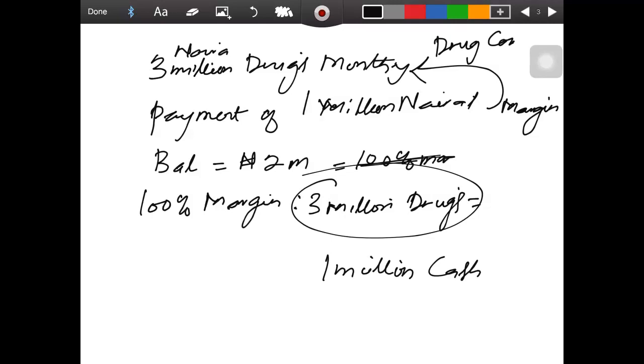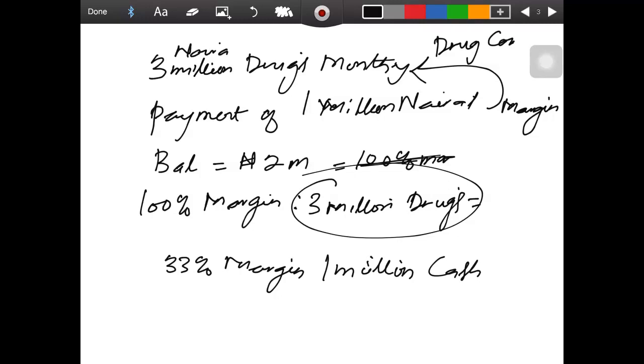So this is about 33% margin payment. Okay, so 33% margin payment. The actual margin that they need is 3 million naira to make the full payment. But the drug company says, you know what, pay 1 million now and pay 2 million after you sell, meaning that the distributor pays 33% of the required margin.